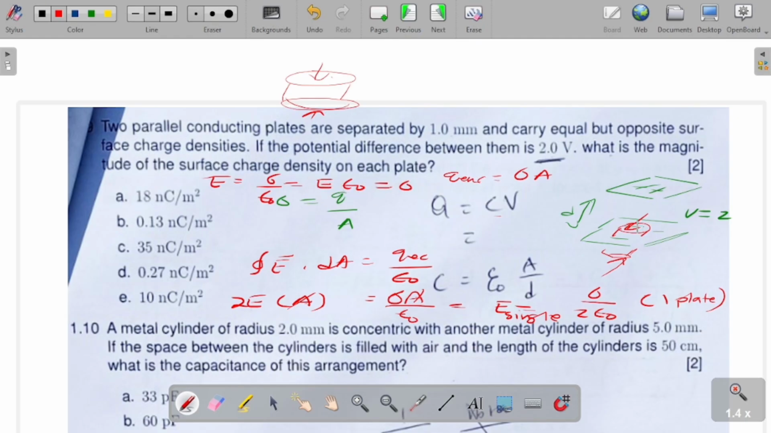To find the electric field, we can use the properties given by these two plates. The electric field is the potential over the distance between them, and that potential is 2 over the distance of 1, which is 1 by 10 to the negative 3. What do you get here, guys? Whatever you get, multiply by epsilon naught. That's our answer.